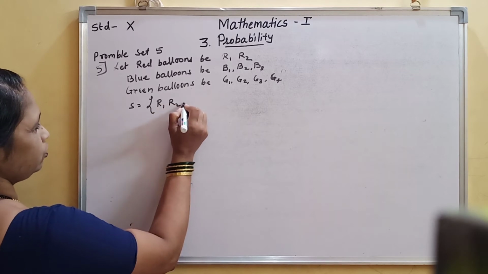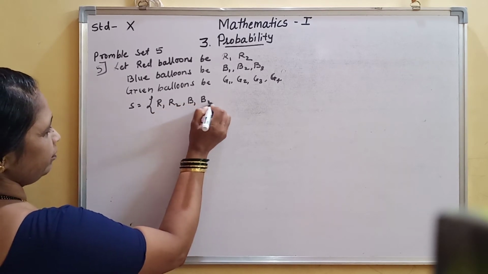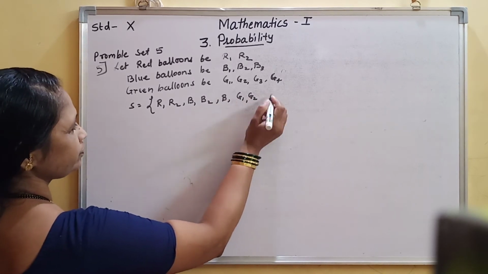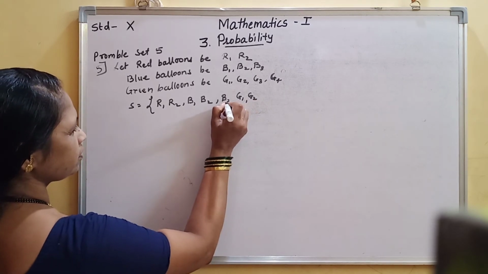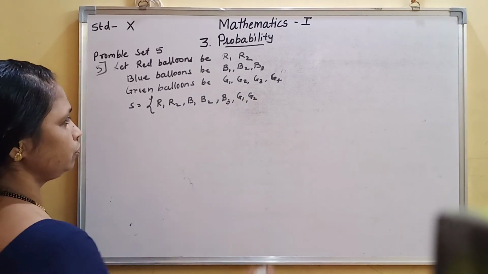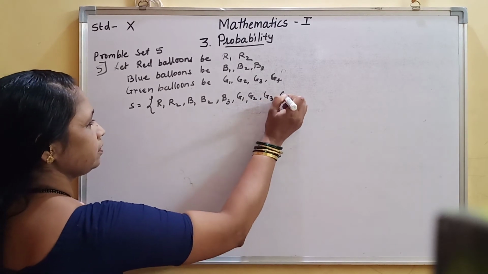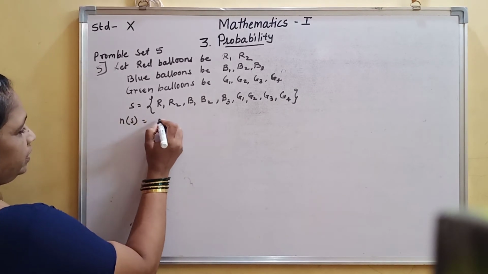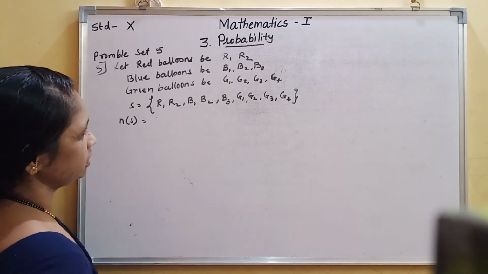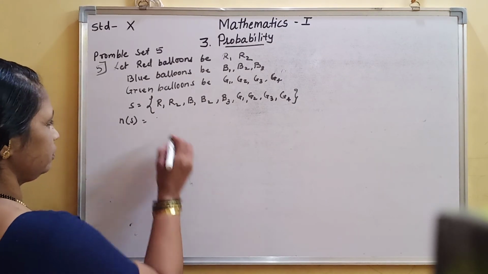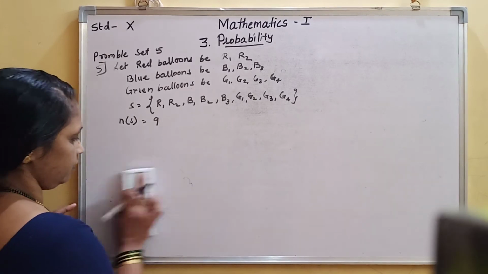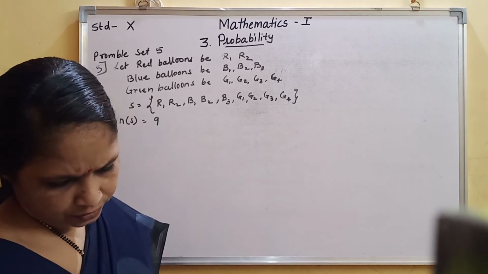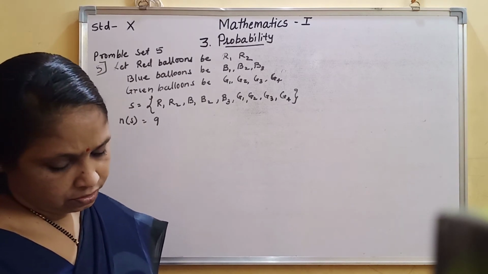Okay. So S will be equal to what? R1, R2, B1, B2, B3, G1, G2, G3 and G4. Okay, so N of S will be 2 plus 3, 5 and 5 plus 4, 9. N of S will be 9. Now what we want to find out? See, what is the first condition? A red balloon. Okay, a red balloon.